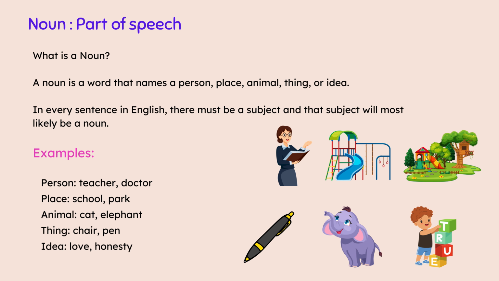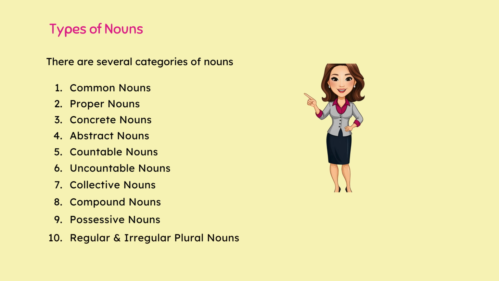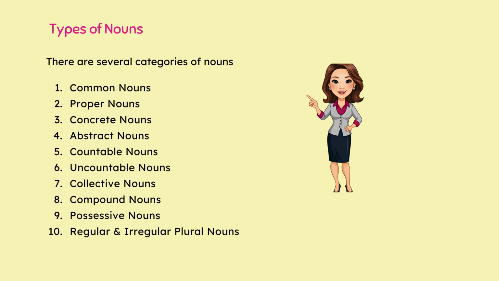Let's get started. Let's see types of nouns. There are several categories of nouns in English grammar. These include common nouns, proper nouns, concrete nouns, abstract nouns, countable nouns, uncountable nouns, collective nouns, compound nouns, possessive nouns, regular and irregular plural nouns. Next, we will see each one in detail.